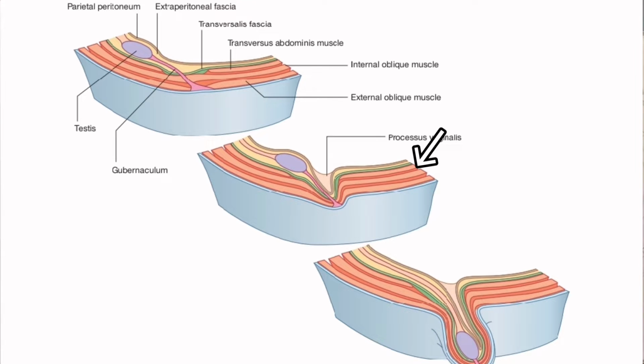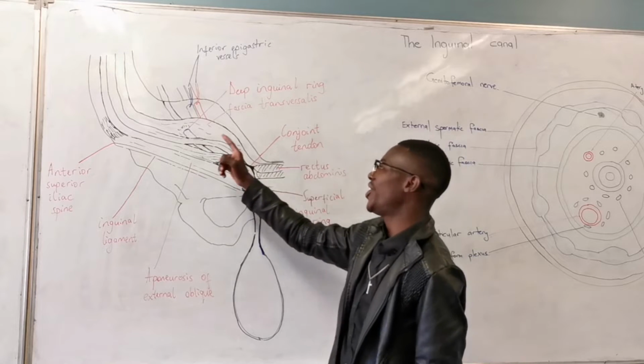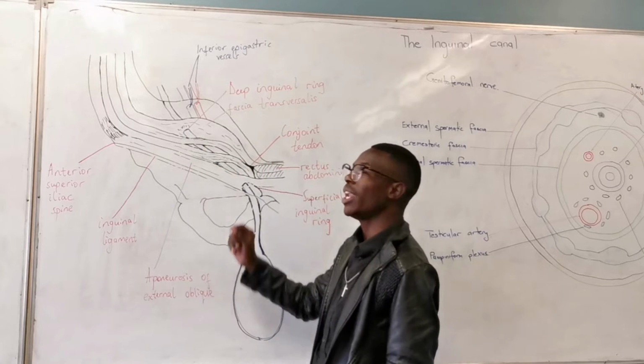The processus vaginalis pierces the transversalis fascia and forms an ovoid defect, or an ovoid opening, which we call the deep inguinal ring. This will be the opening of the inguinal canal.